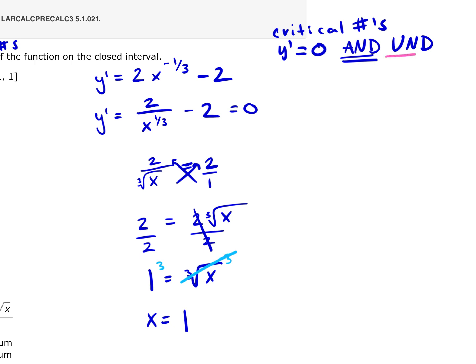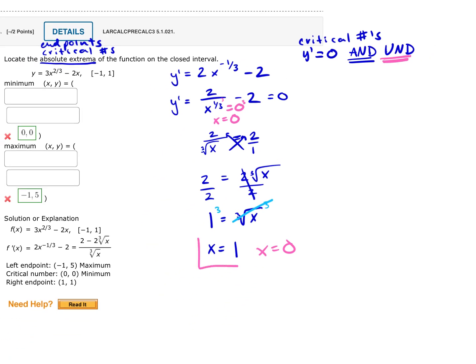The other critical number we find where it's undefined. Where would this be undefined? Awesome. If you have a fraction, set the denominator equal to 0 and solve. So if we cubed both sides, x equals 0. So it's undefined at x equals 0. So this would also be a critical number. So these are our 2 critical numbers.